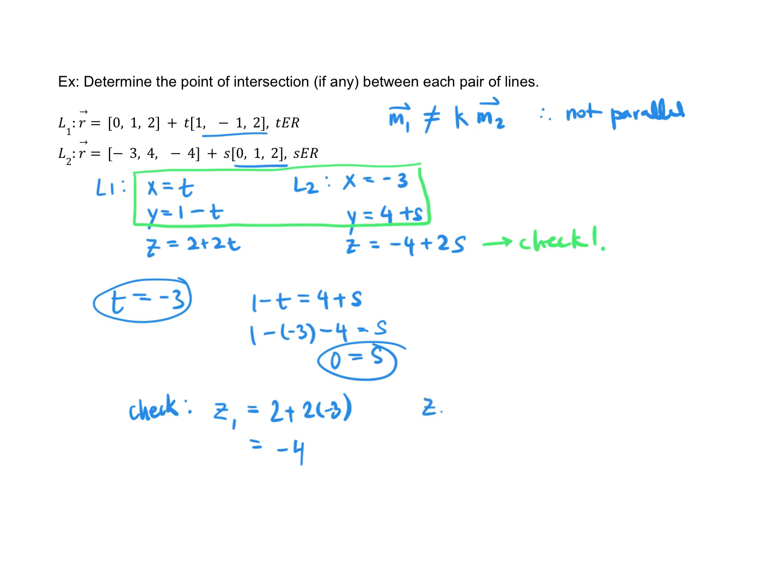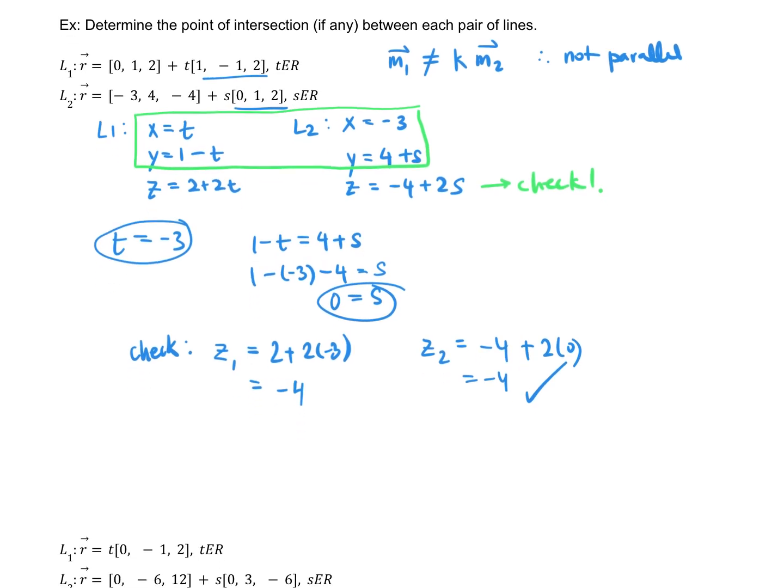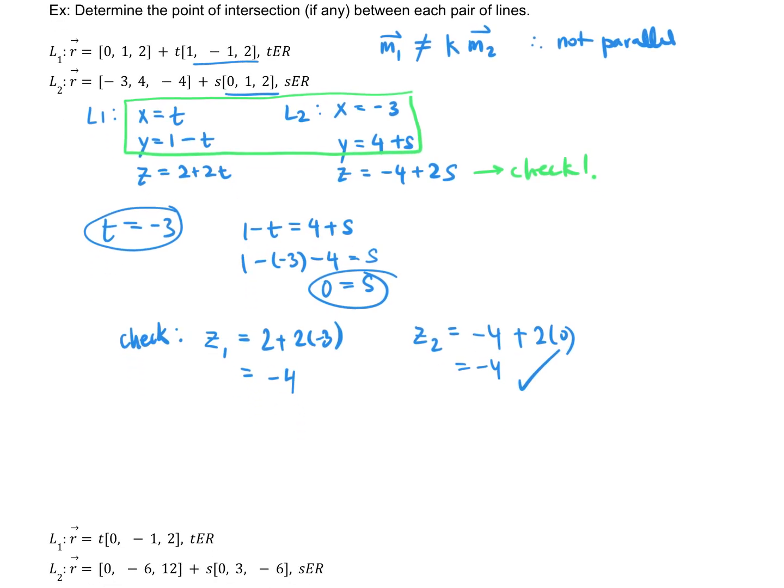And then for line 2, negative 4 plus 2 times 0, negative 4. They match. There is a point of intersection here. And we know the z component is going to be negative 4. And I'm just going to sub into line 2 because s equals 0 is so much easier. If s is 0, our point is just going to be negative 3, 4, negative 4. Because then it's going to be plus 0 times the direction vector. Therefore, point of intersection is negative 3, 4, negative 4.